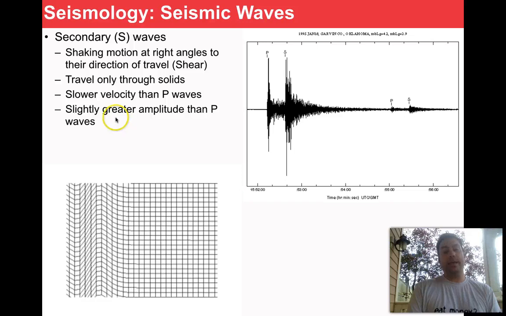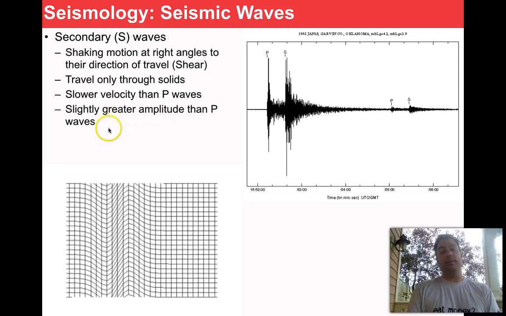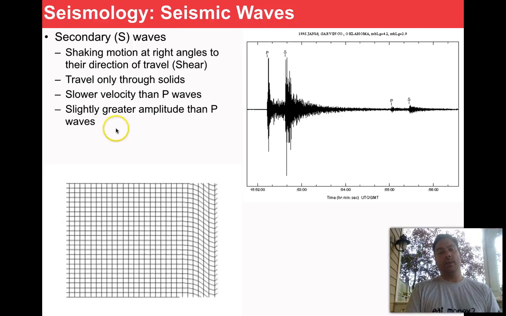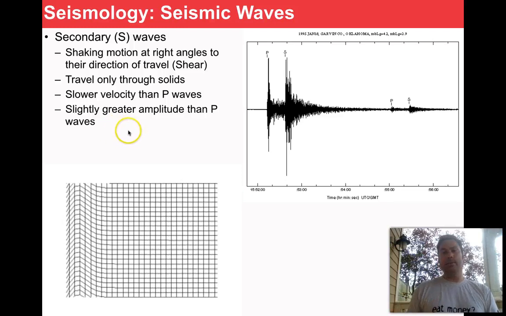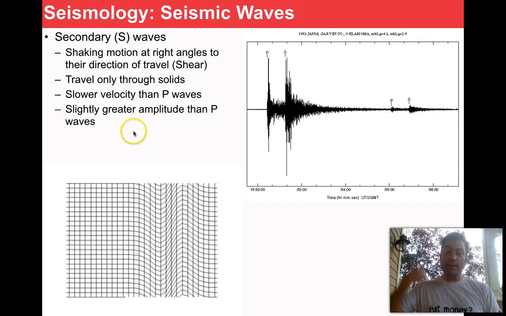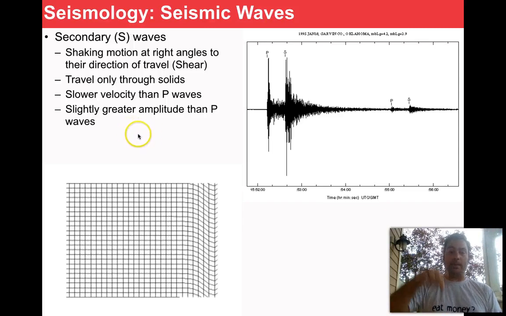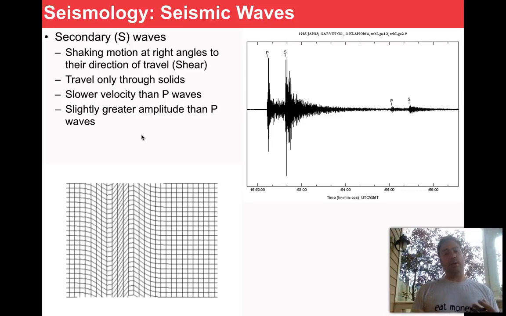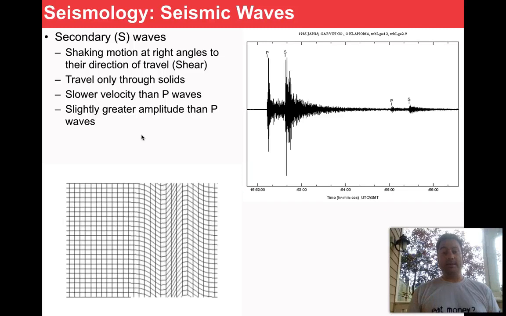But it also usually has a slightly greater amplitude than the P wave. So this is a more destructive wave. This is the kind of wave that moves things from side to side, right? It's kind of hard to engineer a building to deal with side-to-side motion. It's really easy to deal with motion straight up and down because we're already building it to resist gravity. But side-to-side is a lot more complicated, especially if you're building skyscrapers.